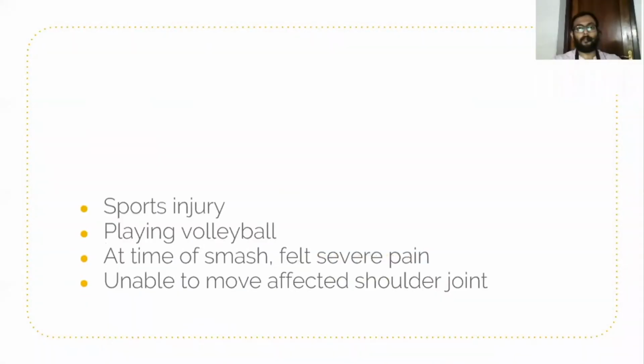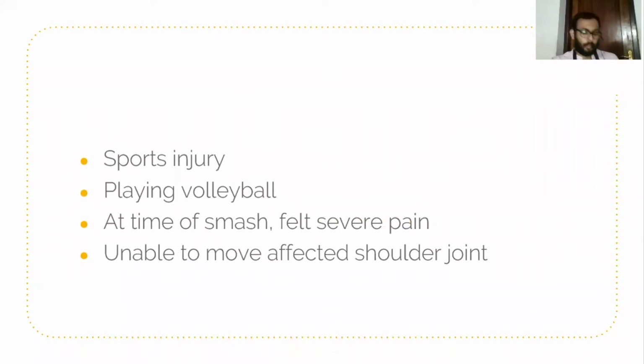Hello friends, in this video we shall discuss the most common injuries related with shoulder joint. Coming to a sports injury, the patient was playing volleyball and at the time of smashing volleyball, the patient jumped up and smashed on the volleyball, and at the very moment the patient felt severe pain over the shoulder. The patient is unable to move the affected shoulder joint and the condition is very much painful.